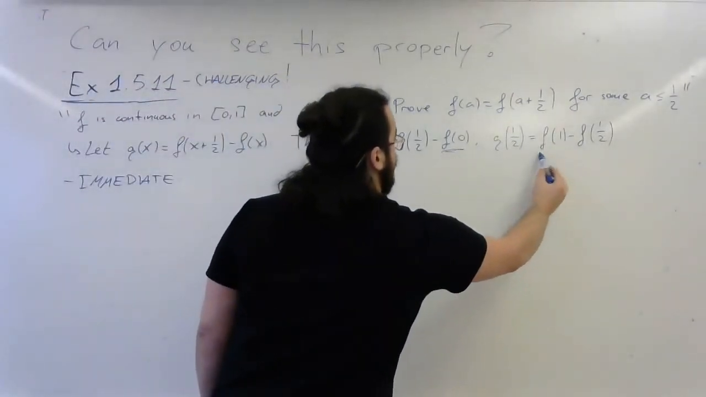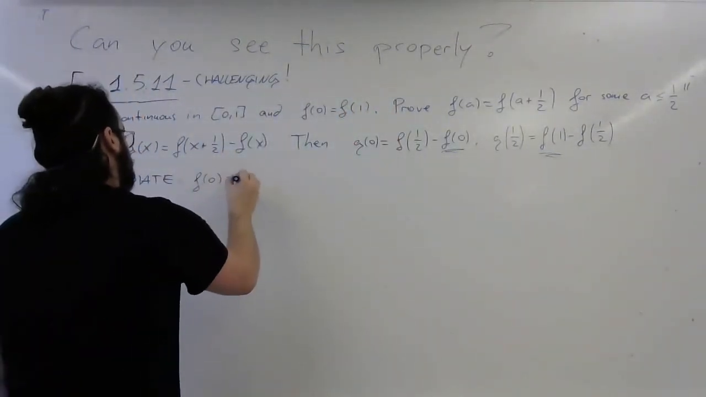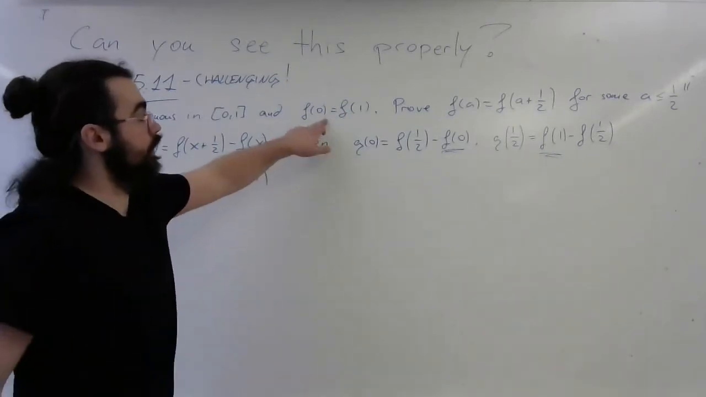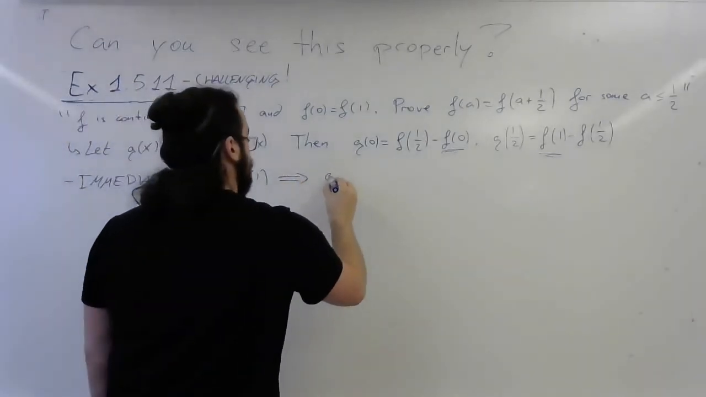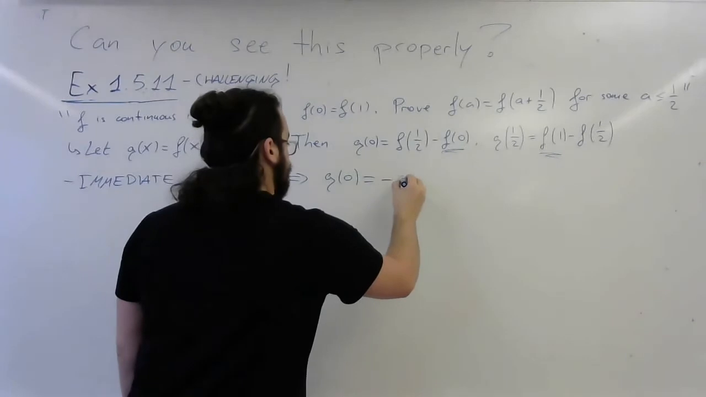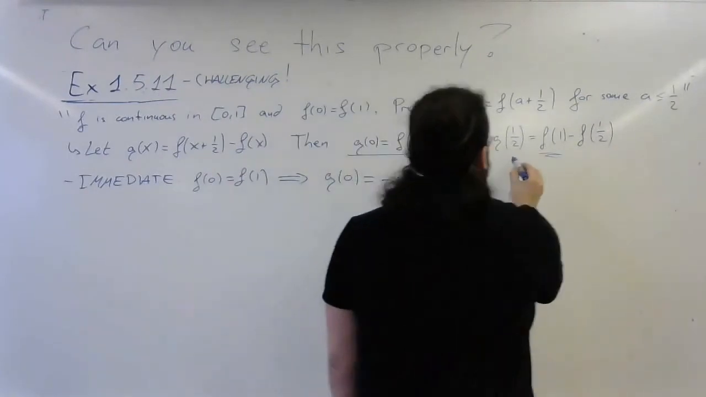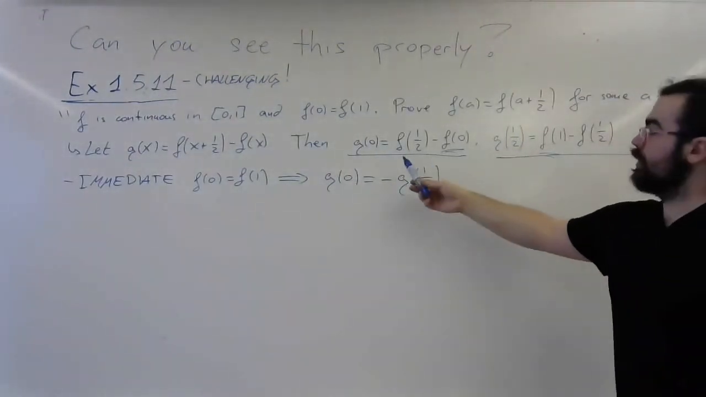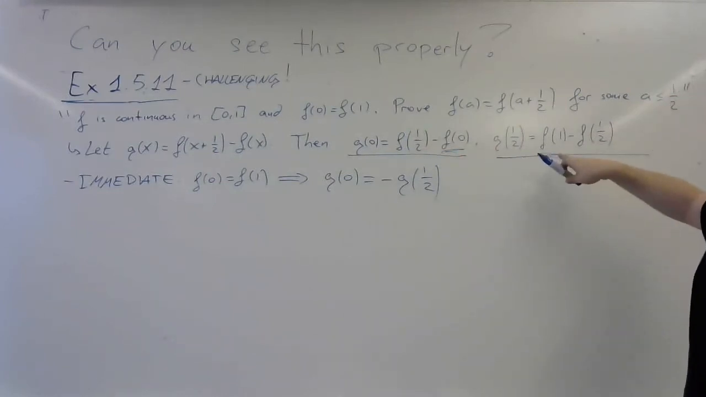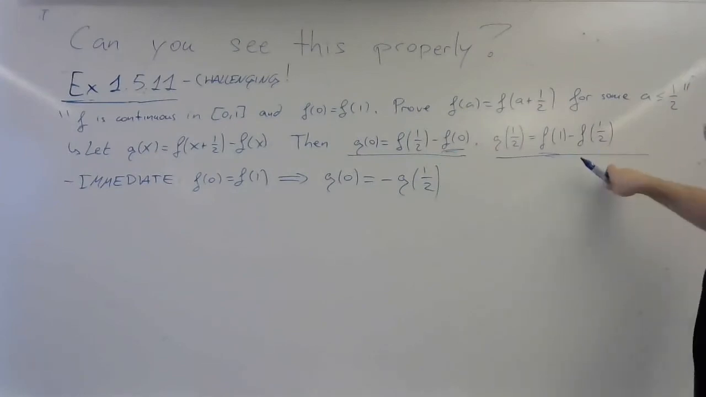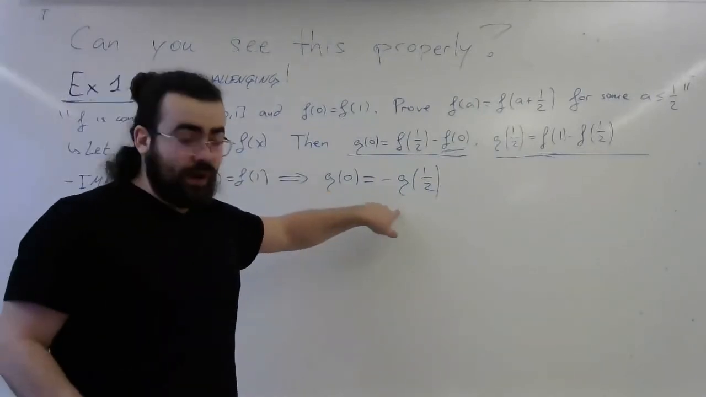f of 0 and f of 1 are the same. We know it from the conditions of the problem. And this means that these two things are opposite from one another. g sub 0 is f of 1/2 minus f of 0, and g sub 1/2 is f of 0 minus f of 1/2. So if g sub 0 is positive, g sub 1/2 is negative.